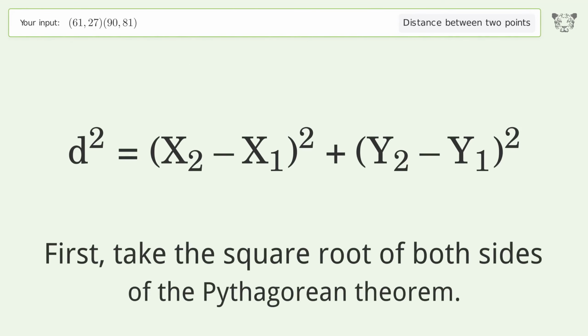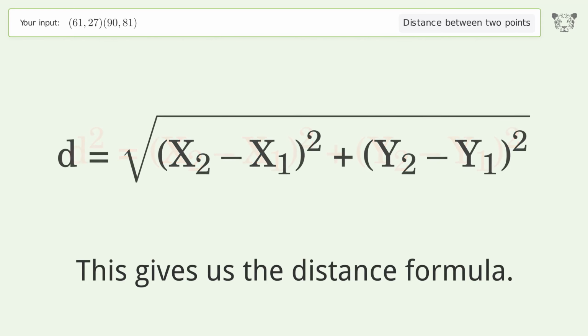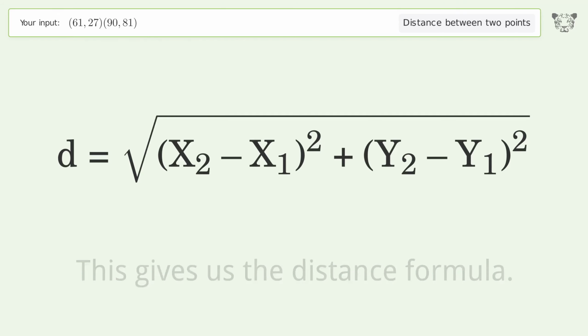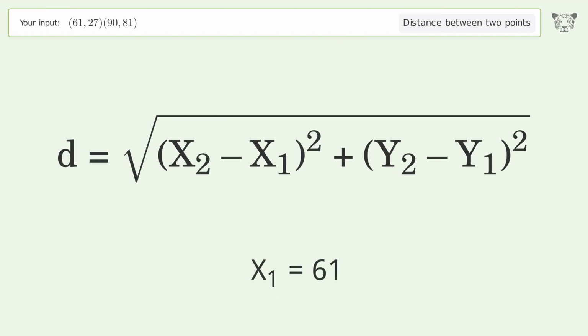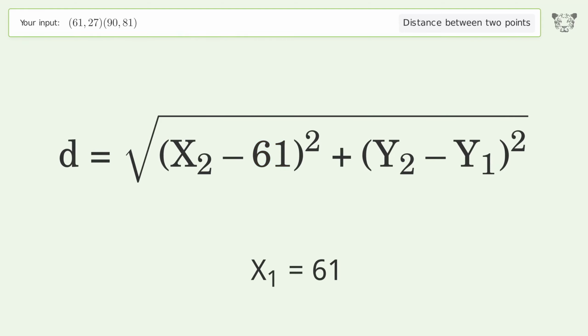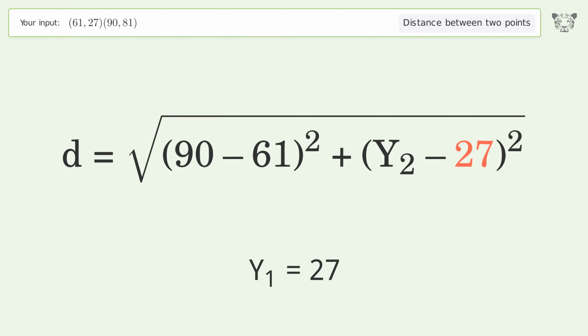First, take the square root of both sides of the Pythagorean theorem. This gives us the distance formula. Plug the coordinates of the points into the formula. x1 equals 61. x2 equals 90. y1 equals 27. y2 equals 81.